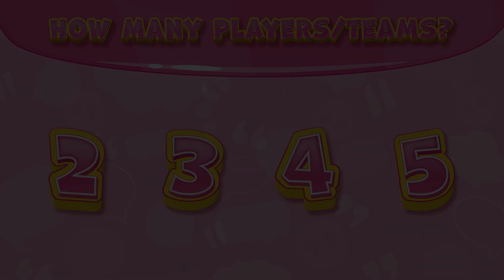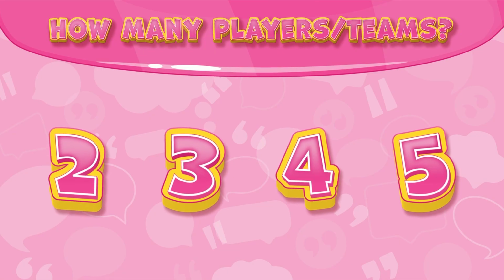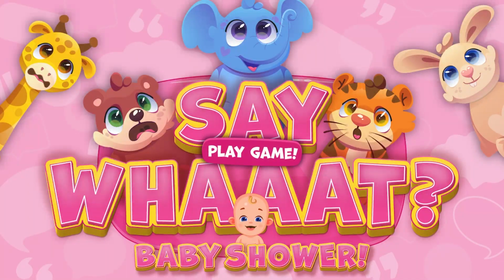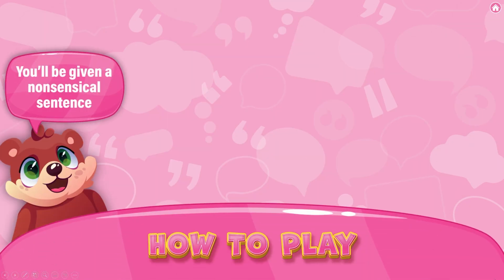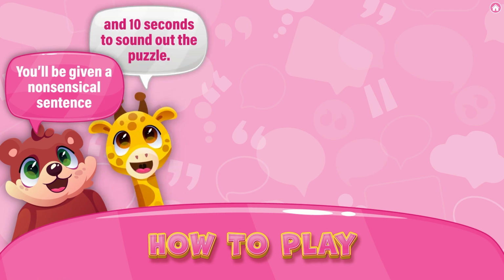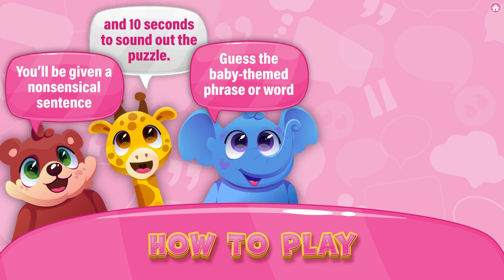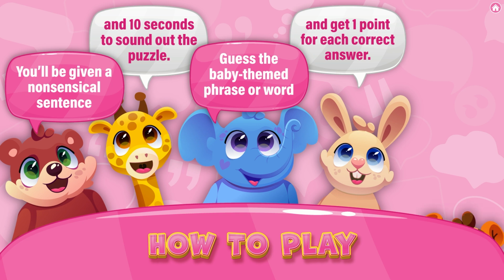Going back to the scoreboard version, after you choose the number of players, there is a quick intro, and once you're at the main screen, click Play Game. The game starts with instructions on how to play. You will be given a nonsensical sentence and will have 10 seconds to sound out the puzzle. You'll get 1 point if you answer right.